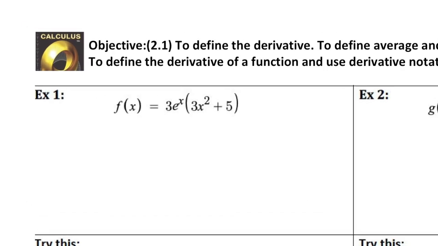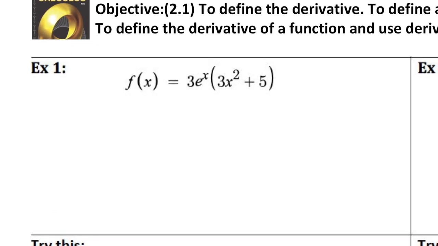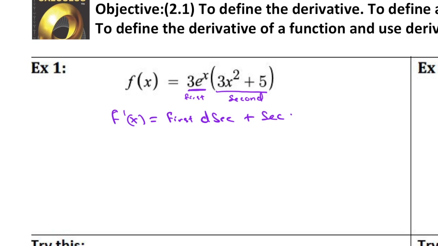Now it's time to take a look at our first example. As we look at each problem, you should recognize when you have a product. So in this particular example, we have 3e to the x as our first term multiplied by the expression 3x squared plus 5, and we're going to call that the second term. So the derivative, f prime of x, is equal to the first term times the derivative of the second term plus the second term times the derivative of the first term.